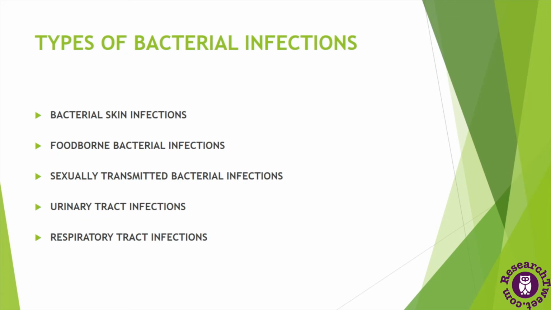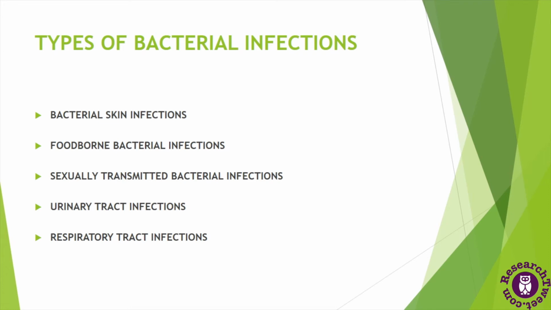Now let's discuss the types of bacterial infections. They are usually caused by different types of bacterial strains, like gram-positive bacteria or gram-negative bacteria. There are several types of bacterial infections like skin infections, foodborne bacterial infections, sexually transmitted bacterial infections, urinary tract infections, and respiratory tract infections.